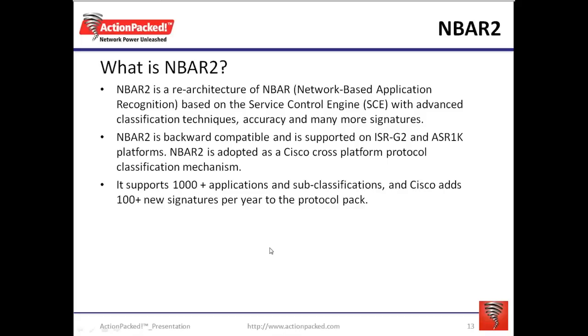What is NBAR2? It is really a re-architecture of the network-based application recognition engine that's been around for quite a few years. It's based on the service control engine with advanced classification techniques, accuracy, and many more signatures. Where NBAR could look at 100 or 300 or so applications, now NBAR2 is going to be unlimited, where it supports over 1,000 applications, and Cisco adds more signatures each year using what's called protocol packs.